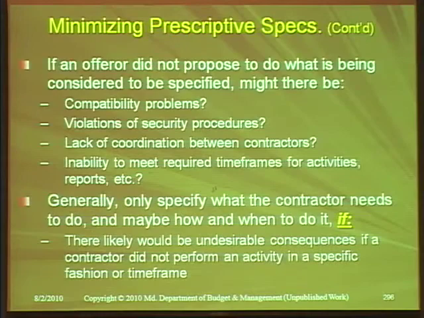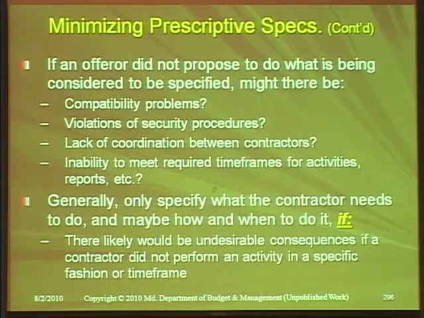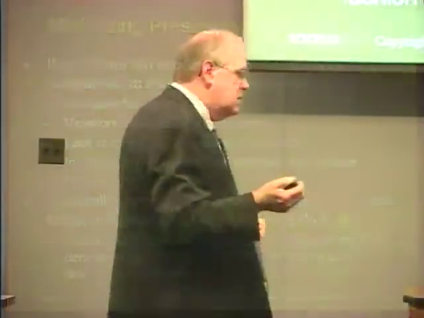Lack of coordination. If you don't specify that you have to do something, if you have more than one vendor that somehow is involved in a larger project, that you want those vendors to work together. So oftentimes you have to specify something so that what one vendor provides is usable by another vendor. If you have that, specify it. Inability to meet required time frame. Obviously, if something has to be done by a certain time frame, a contract's expiring, or the legislature has said something has to be done, you're going to specify that time frame. But look to see, other than what is required, do you have to do it?